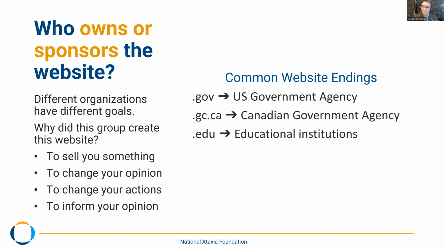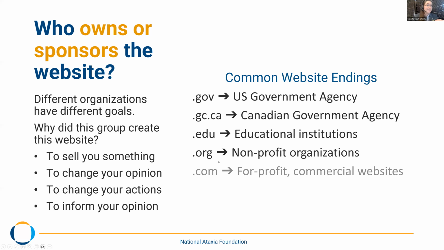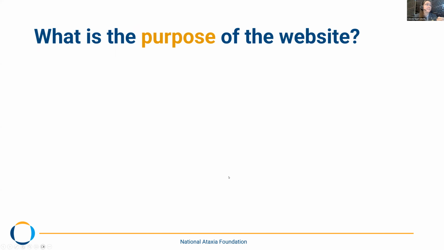It's a little bit more complicated here in Canada, but .edu is a really good indicator that it's an educational website. If it's .org, this is a nonprofit organization like the National Ataxia Foundation. We're at ataxia.org. .com is for-profit commercial websites for the most part. And this can give you a little bit of context in order to answer the remaining 3 questions.